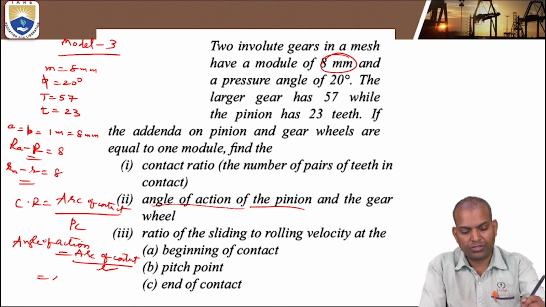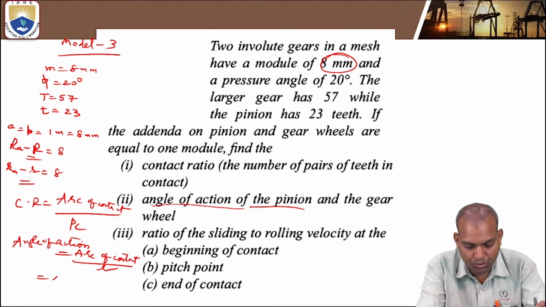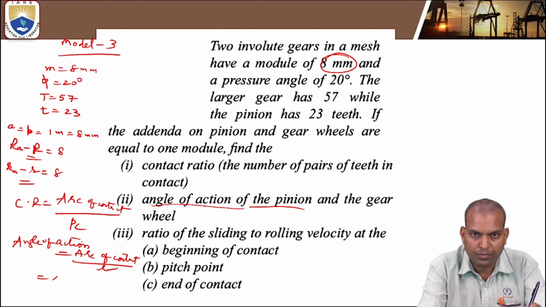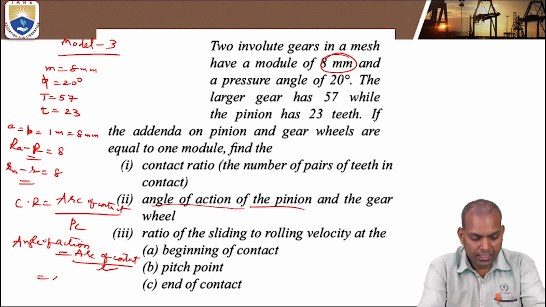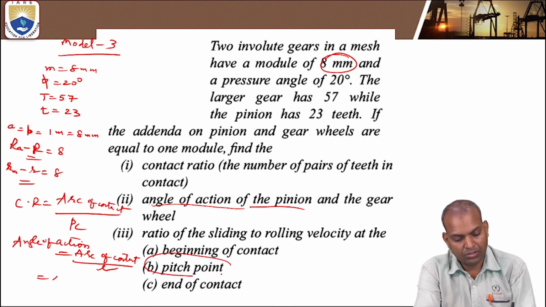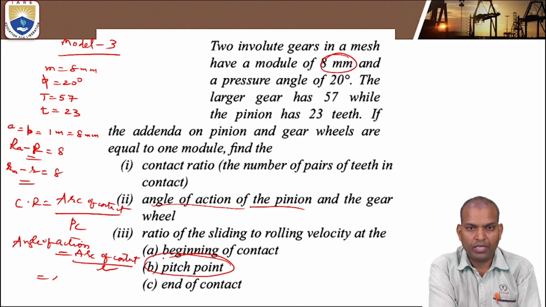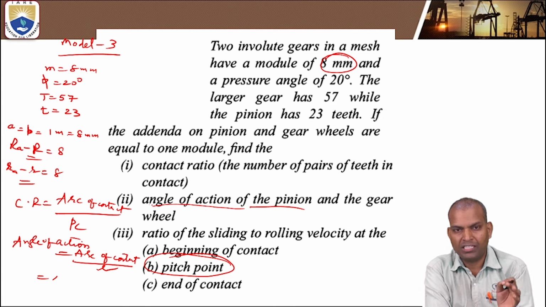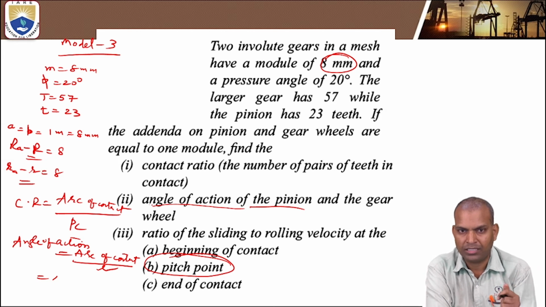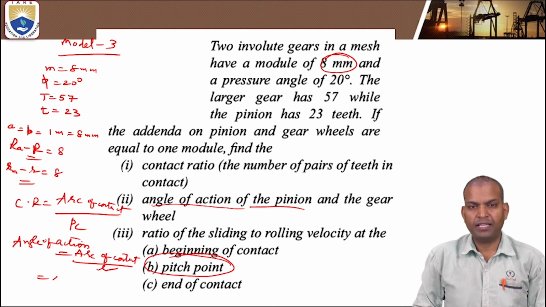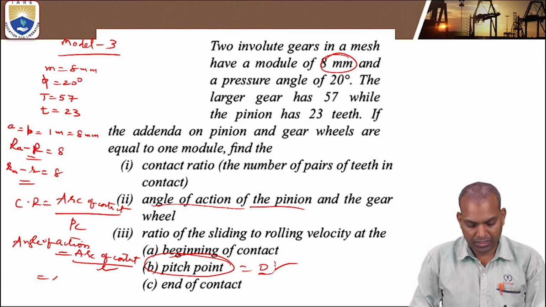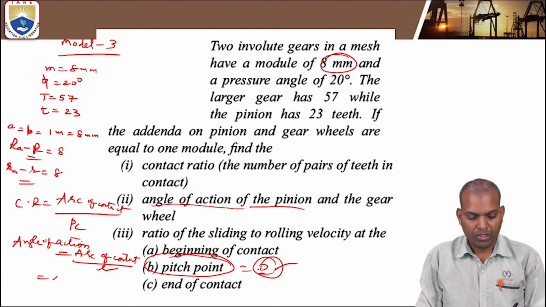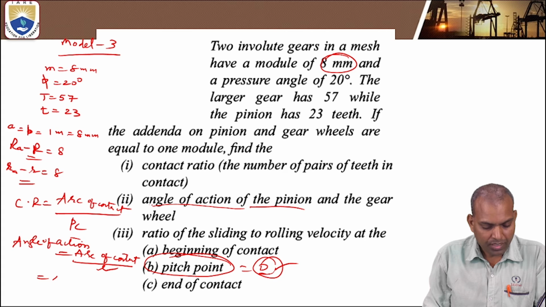Next, the third objective is the ratio of sliding to rolling velocity at the beginning of contact, at the pitch point and at the end of contact. Here we can answer this objective directly. The pitch point is where pure rolling contact takes place, neither rolling nor sliding. That means the ratio of sliding to rolling velocity is 0. So let us solve.